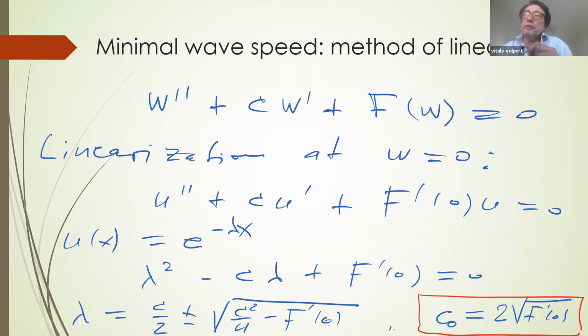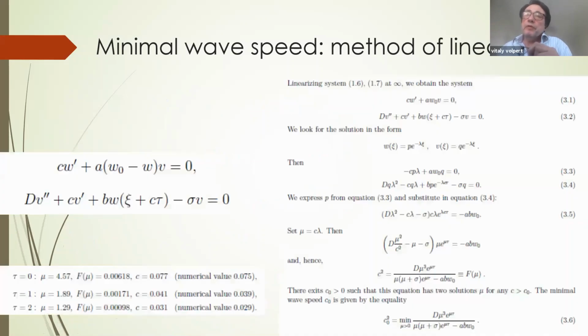So this is the method. And then we can use the same method for our problem with two equations. Of course, I will not repeat all these calculations. They are quite simple. But if we do them, we obtain this expression at the bottom here for the minimal speed. It is given as a minimum of some function. And then indeed, we compare with numerical simulations, and we obtain that this expression gives us the minimal speed.